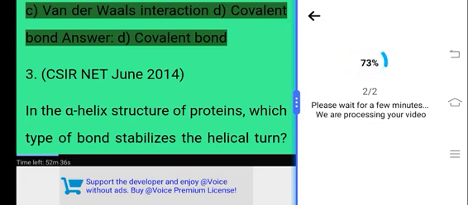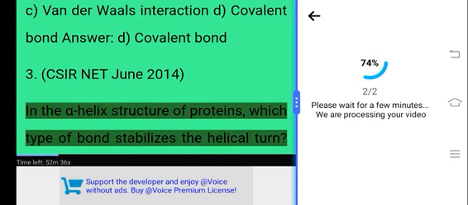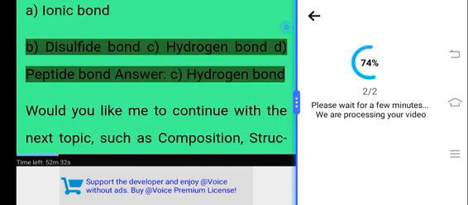3. CSIR NET June 2014. In the alpha helix structure of proteins, which type of bond stabilizes the helical turn? A. Ionic bond. B. Disulfide bond. C. Hydrogen bond. D. Peptide bond. Answer: C. Hydrogen bond.